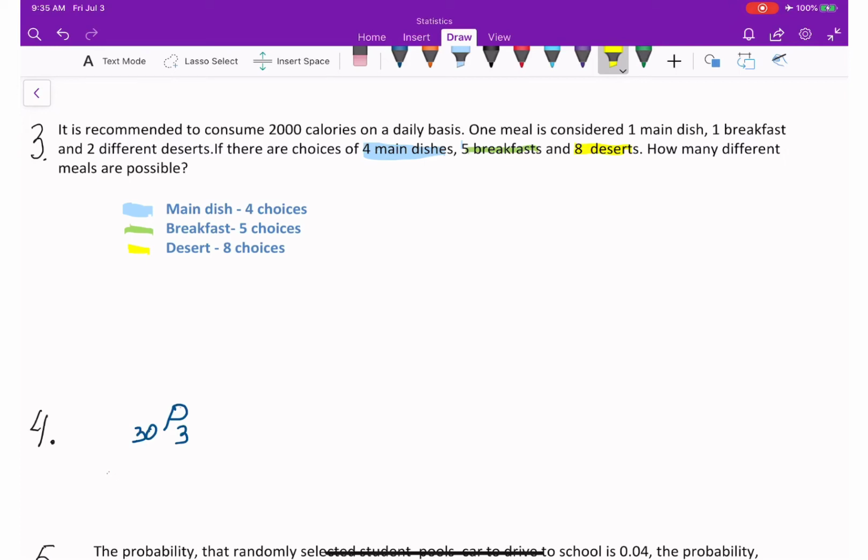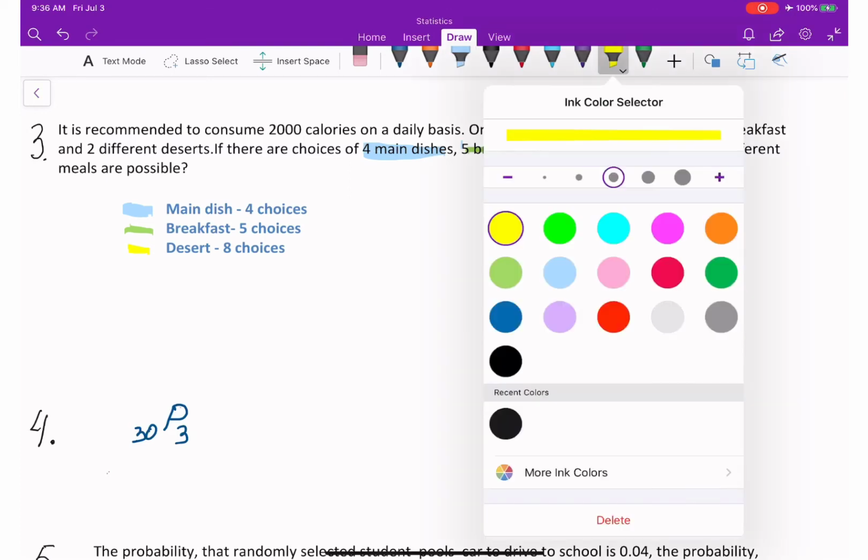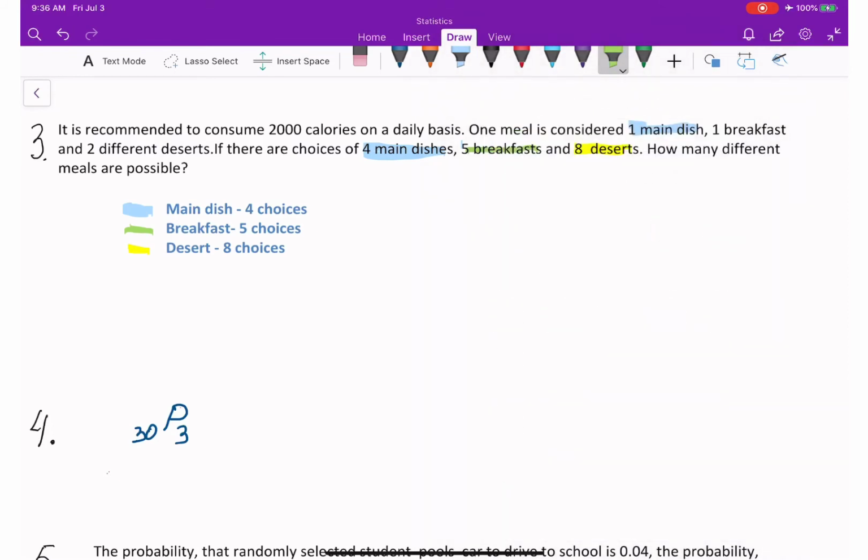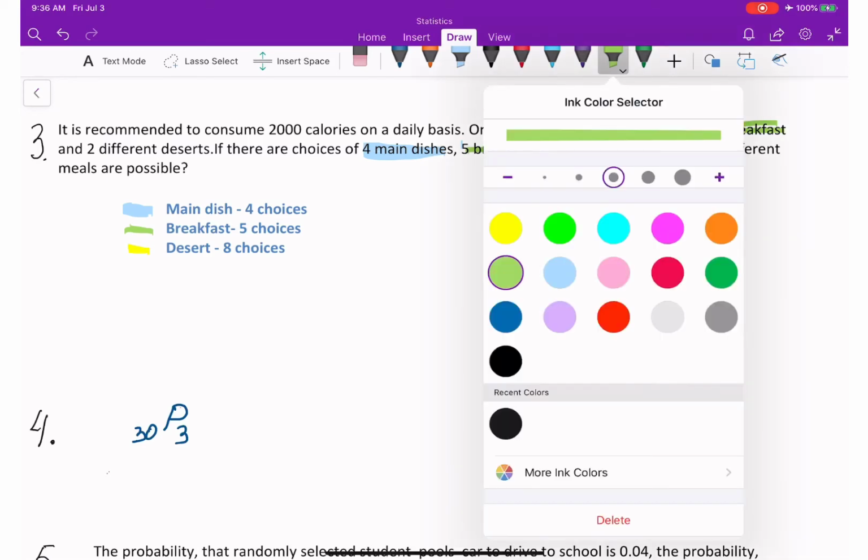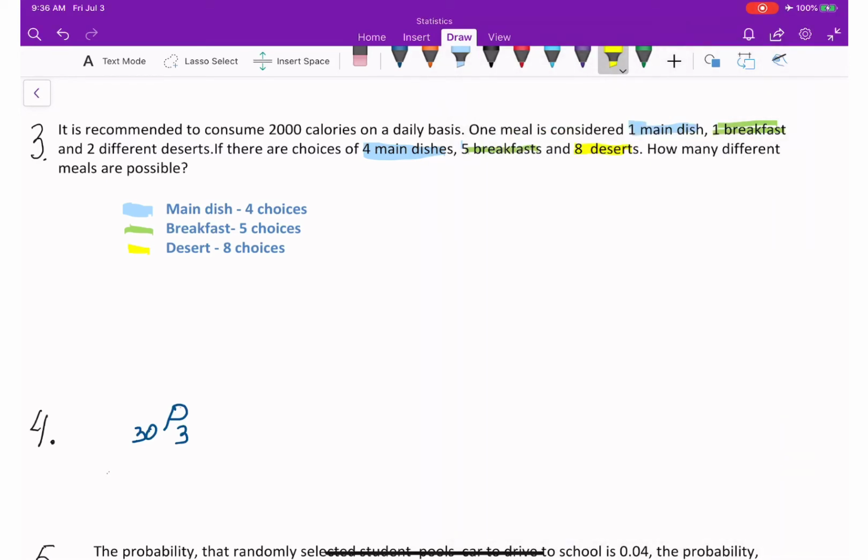So let's see how many we can choose from how many. So out of these 4 main dishes, we can choose 1 main dish only. So 1 out of 4. Next, out of the 5 choices for breakfast, we can choose 1 breakfast. And out of the 8 choices for dessert, we can have at least 2 desserts.